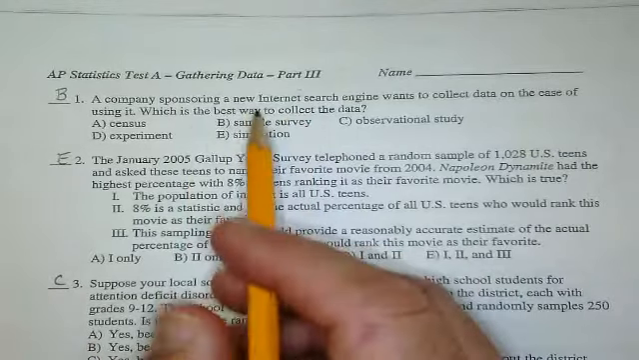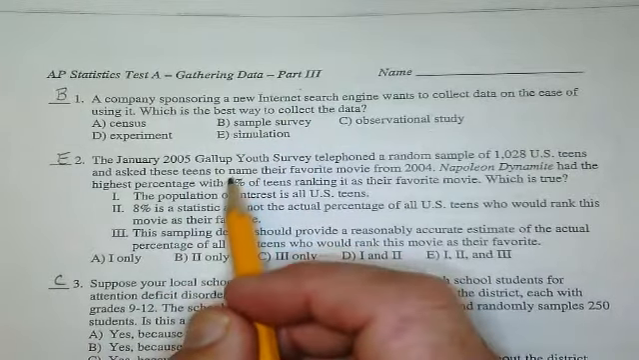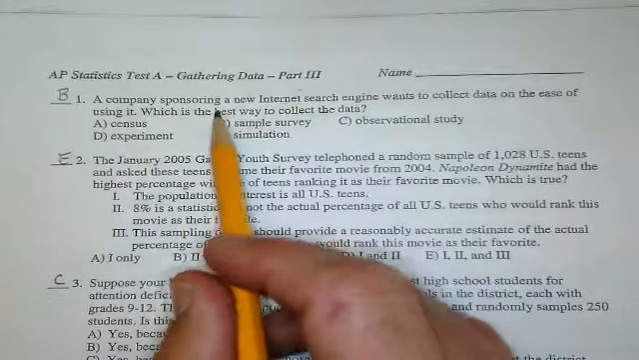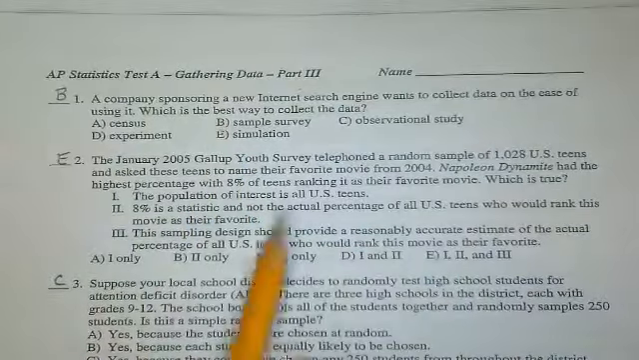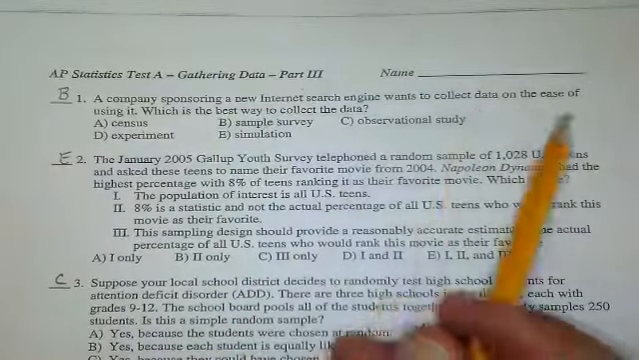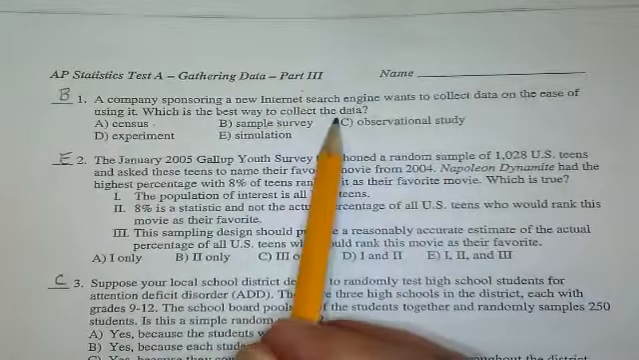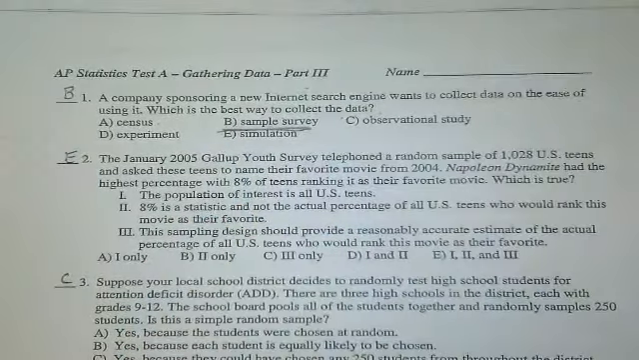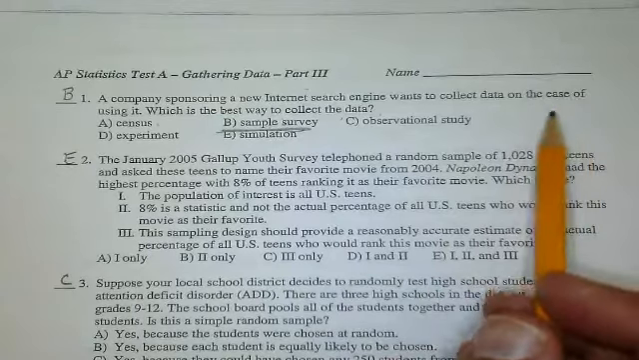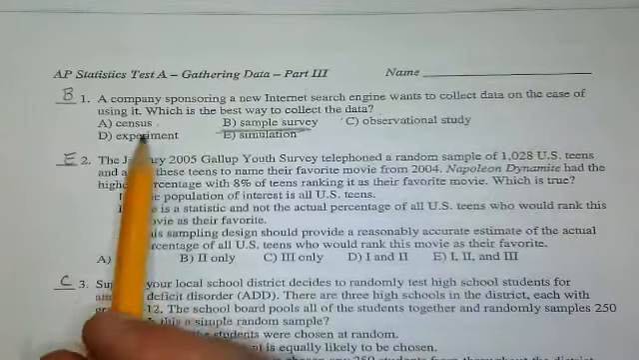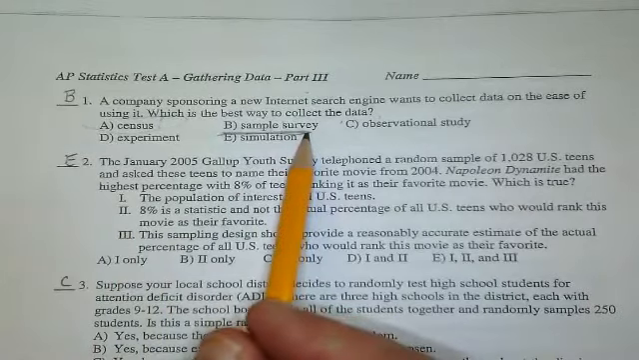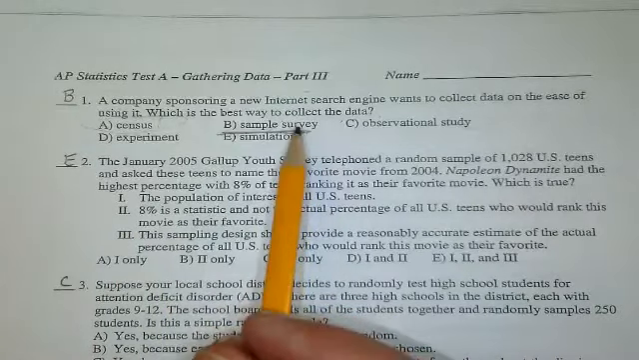Unit 3, gathering data, free response, multiple choice. A company sponsoring a new internet search engine wants to collect data on the ease of using it. The best way to collect the data, as we've discussed multiple times, is a sample survey. If you can do a census, that's great, but a sample survey is the best way to collect the data.